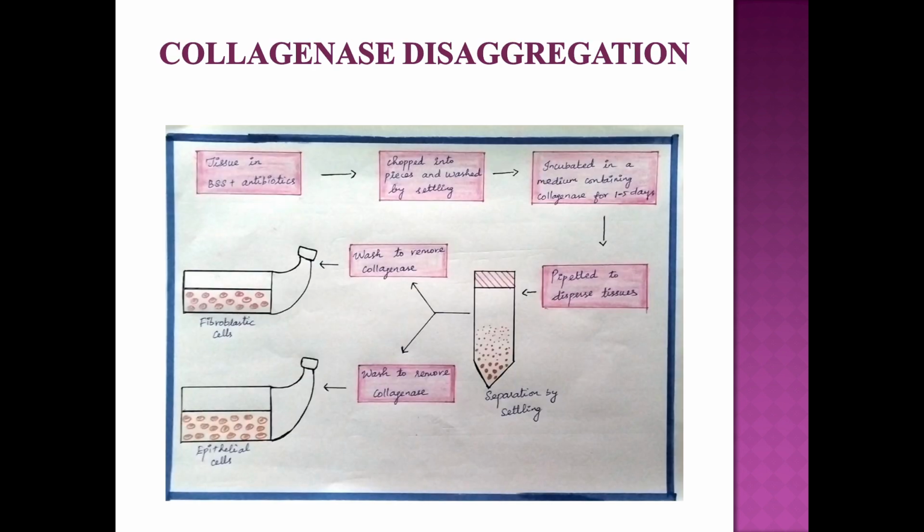Next one is collagenase disaggregation. Collagenase disaggregation is one of the enzymatic methods. Collagen is the most abundant structural protein in higher animals. It is mainly present in the extracellular matrix of connective tissues and muscles. The enzyme collagenase can be effectively used for disaggregation of several tissues that may be sensitive to trypsin. So we select the tissue, add antibiotics, chop the tissue pieces and wash by settling. After that, it is incubated in a medium containing collagenase for 1 to 5 days.